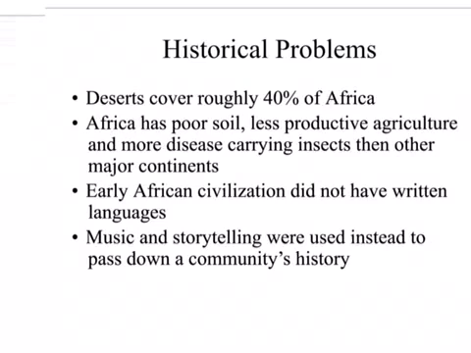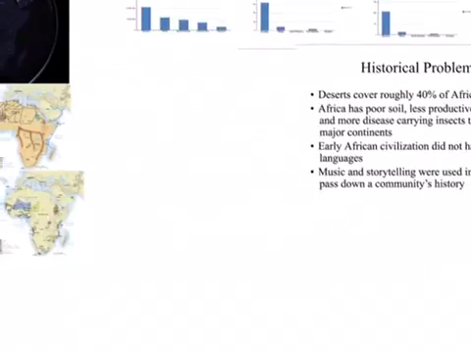The early civilizations did not have written languages, and that's a big factor in deciding who we study and who we don't, because it's who we can study and who we can't. They used music and storytelling in the early societies to pass down a community's history, which was awesome for them, and I'm sure that the stories were really great, and I'm sure that the music was really fun to listen to. But it's tough for us because now we don't have that stuff to learn about these kings and everything.